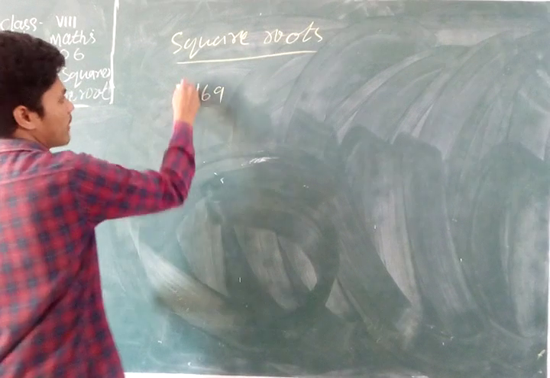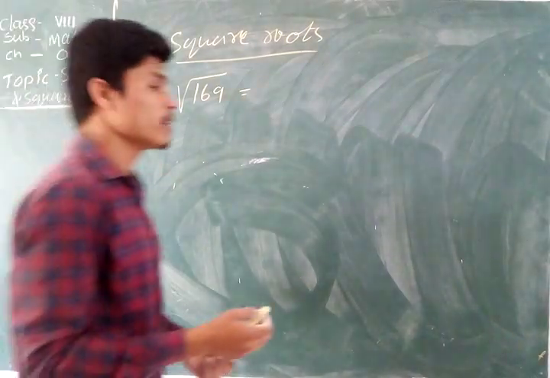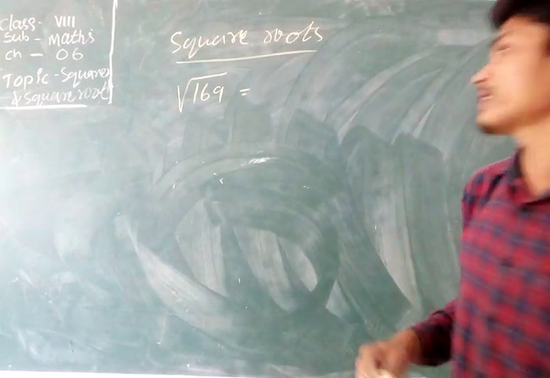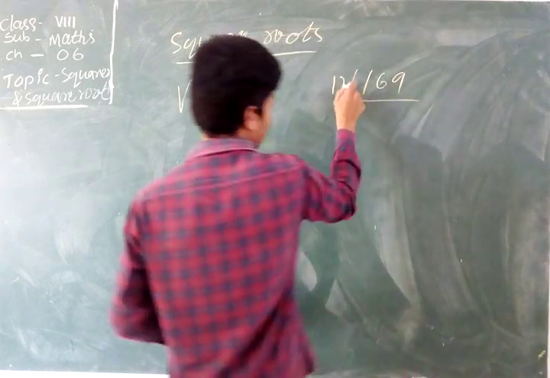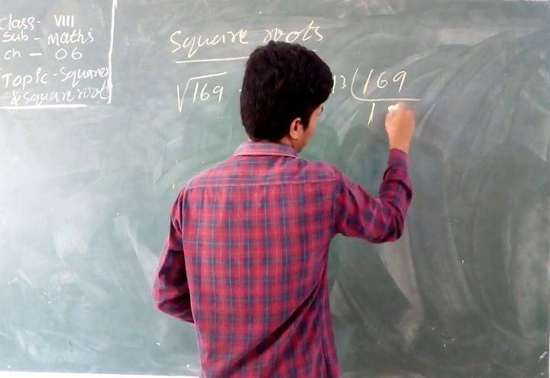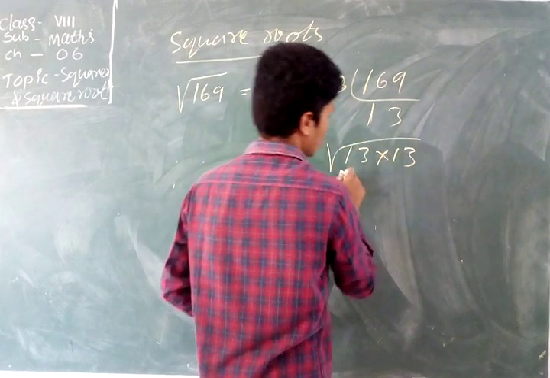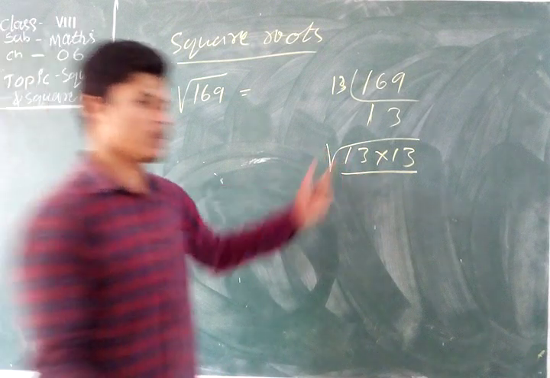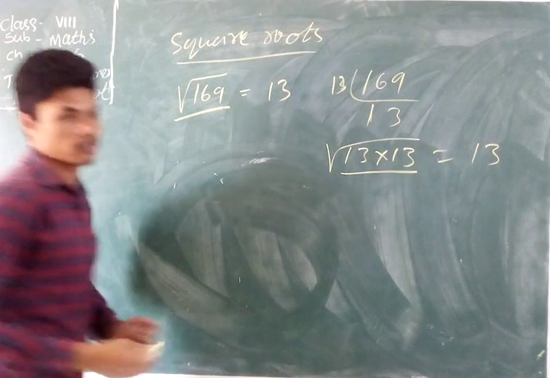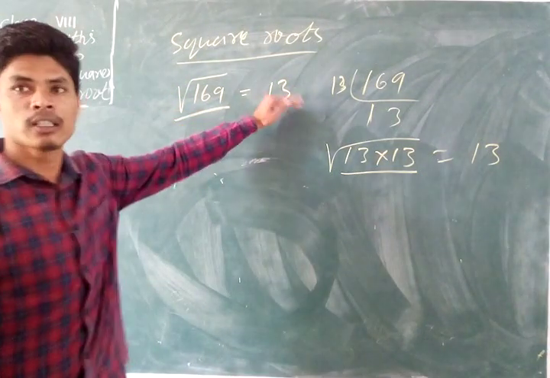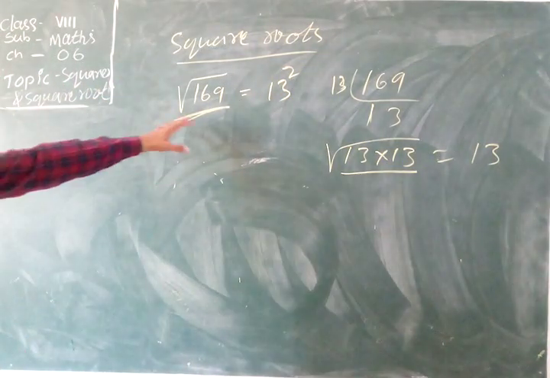Find the square root of 169. You know 169: which number multiplied by itself gives 169? That means we use factorization. The number is divisible by 13. 13 times 13. Then two equal numbers are there, so one number is taken, and the square root is 13. The square root of 169 is 13. The square of 13 is 169. We can find it easily using this process.